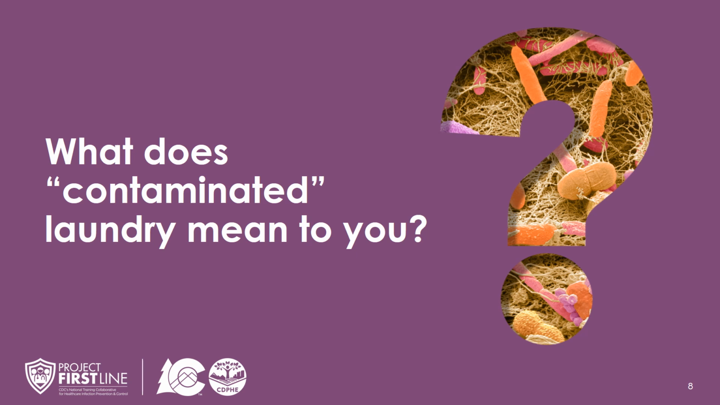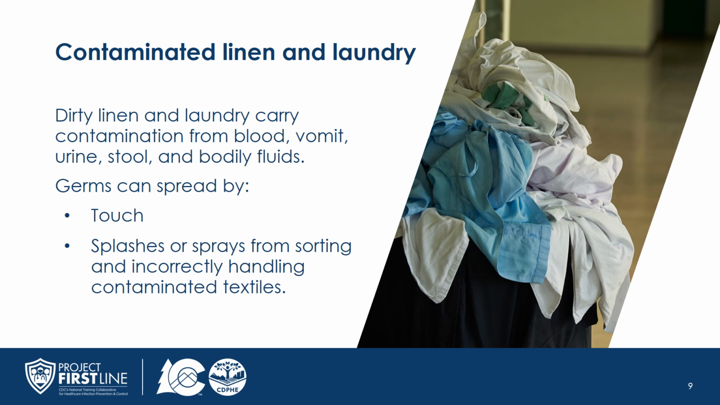The Occupational Safety and Health Administration, or OSHA, defines contaminated laundry as laundry which has been soiled with blood or other potentially infectious materials or may contain sharp objects. Let's now look at how contaminated laundry poses an infection control risk. Dirty linen and laundry may carry contamination from blood, vomit, urine, stool, and bodily fluids, making them reservoirs for harmful germs if not cleaned properly.